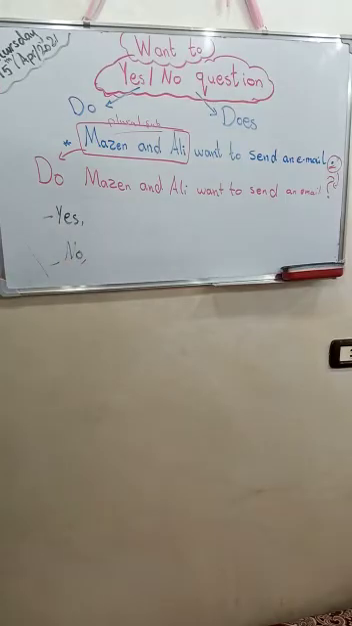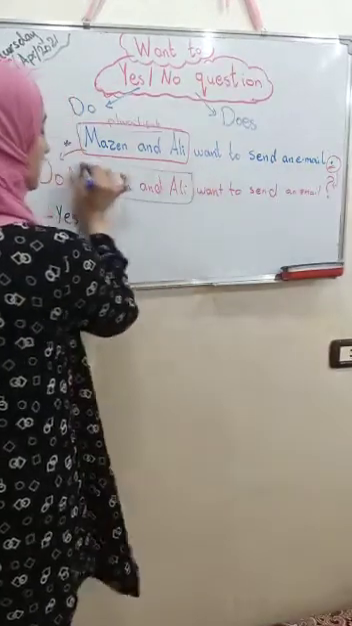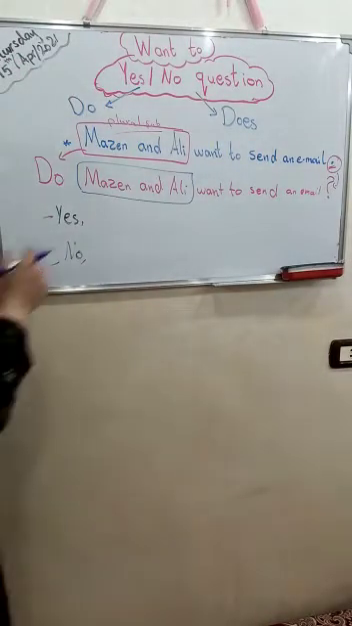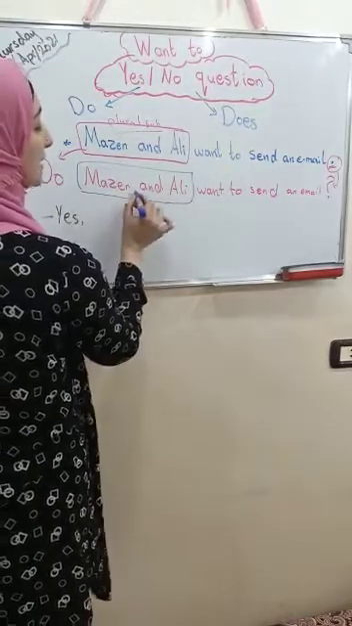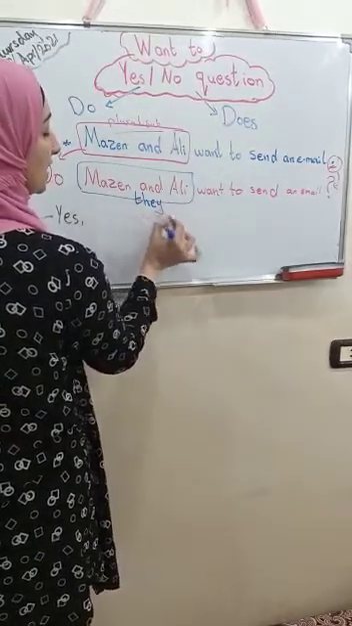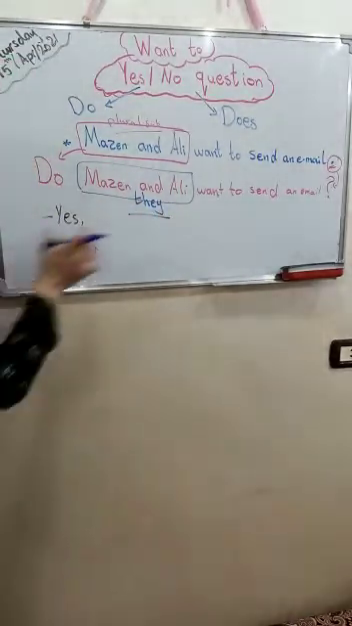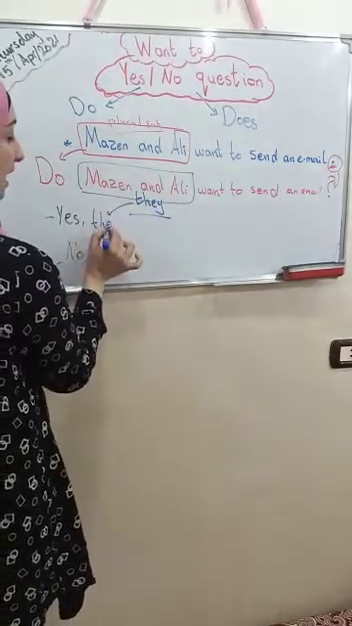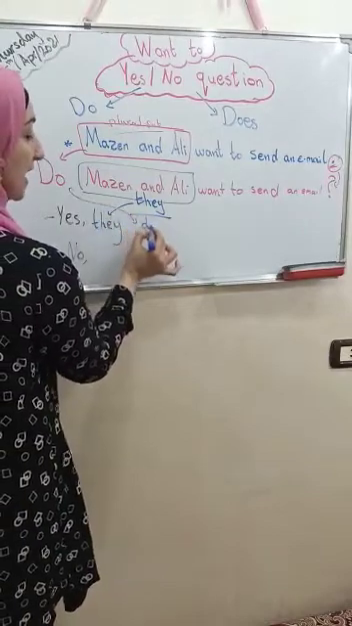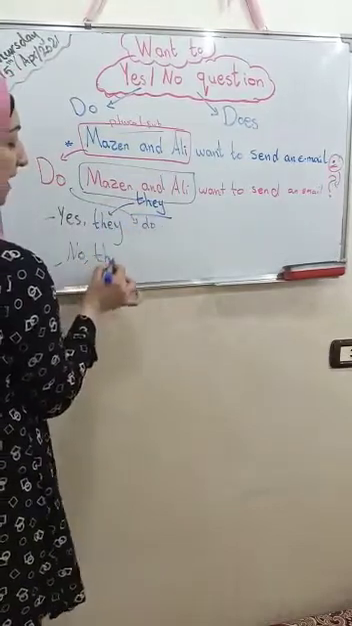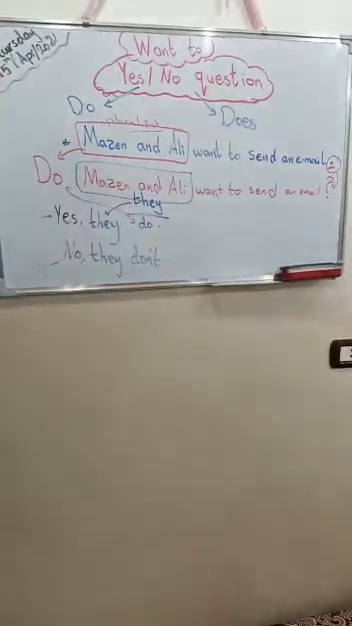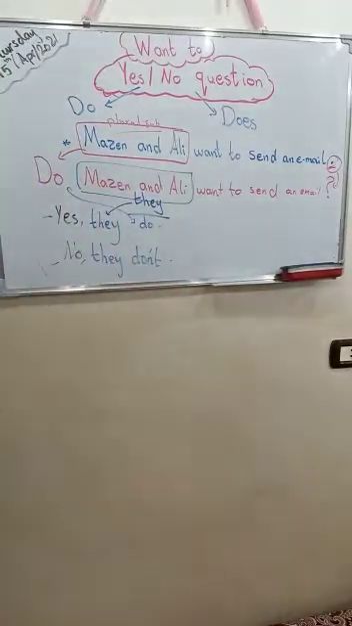Now, what is the suitable pronoun for Mazen and Ali? الضمير المناسب يا ثالث الاسم الجمع. Excellent. The suitable pronoun for Mazen and Ali is they. الضمير المناسب للاسم الجمع اللي هو they. Yes, they do. Full stop. Or no, they don't. سألنا بdo لازم نجاوب بdo.